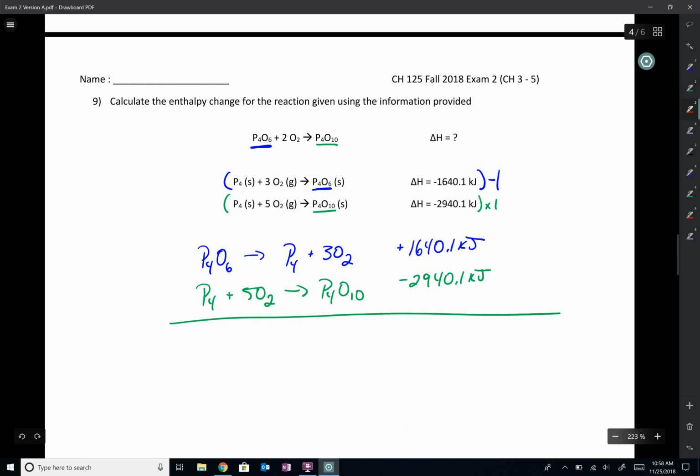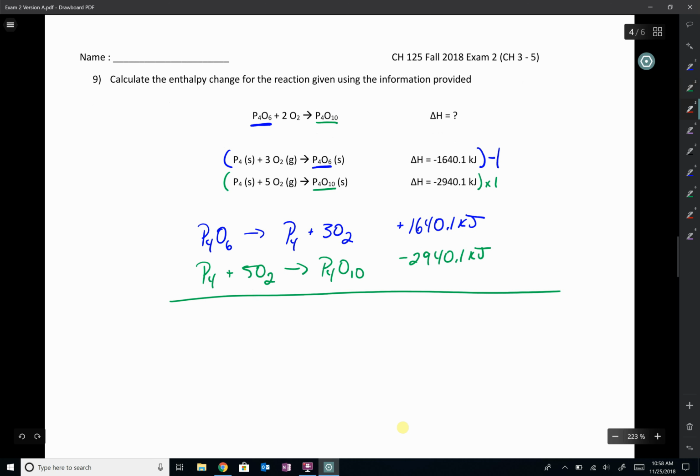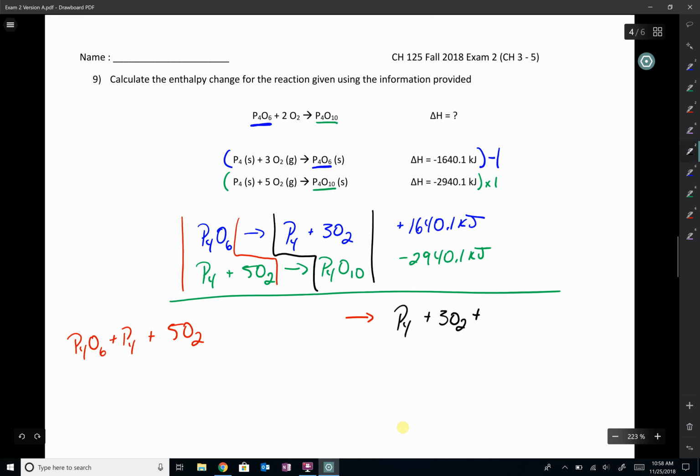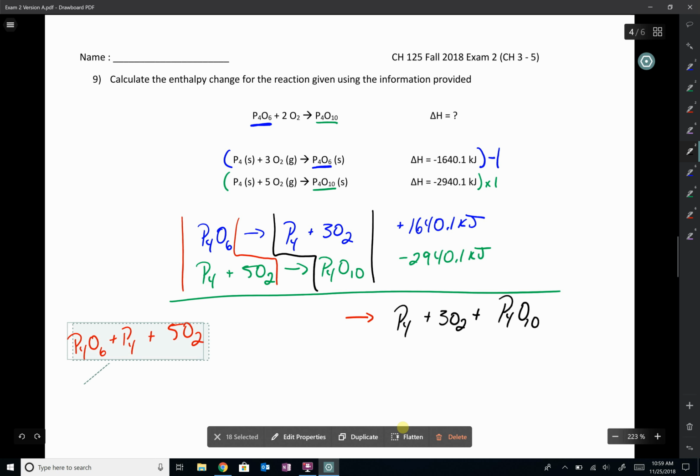Okay, we've used everything we can, right? Now we just add up, right? I usually draw an arrow. I add up the stuff on the left side of my arrow, and I add up my stuff on the right side of the arrow. Okay, so P4O6 plus P4 plus 5O2. That's all on my left side. P4 plus 3O2 plus P4O10. Okay. I'm just going to bring this closer together here.